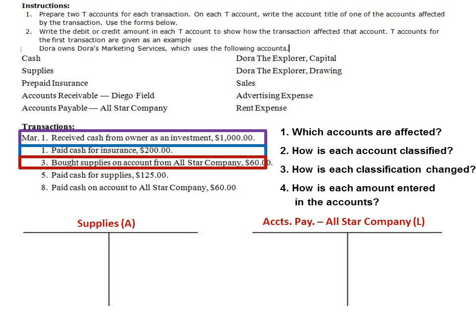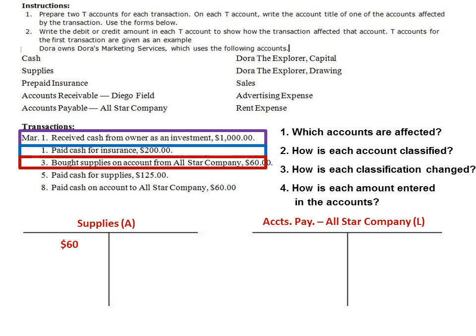Supplies. Do I have more or less supplies? I have more supplies. $60 more in supplies. Therefore, it's a debit entry because assets are on the left-hand side of the accounting equation. And anything on the left-hand side of the accounting equation has a normal balance of a debit, or the increase is demonstrated by a debit entry.